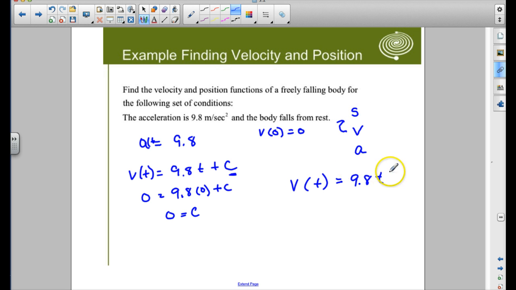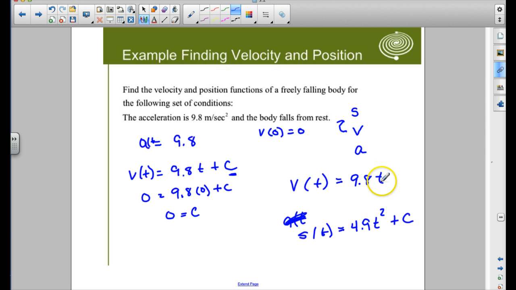Now we're going to go back one more step. That's going to be a little harder. Position means we have to say what can have the derivative of this. So we're going to add 1 to the exponent and divide by that. We get 4.9 t squared, and we always add on a c. Now we can check it. Take the derivative. 2 times 4.9 is 9.8 t to the first, because we subtract 1. The derivative of a constant is 0. So we would get that equation.